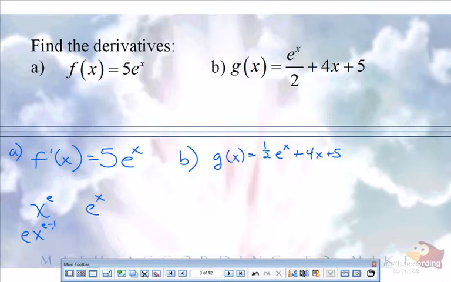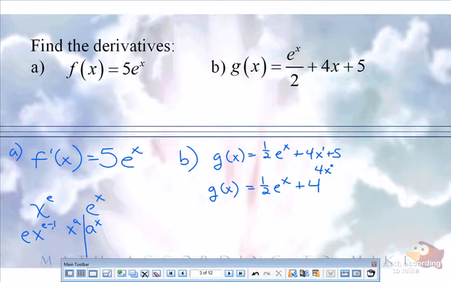So now let's take the derivative. What happens to that 1/2 attached to that e to the x? Stays there. So what's the derivative of 1/2 e to the x? 1/2 e to the x. Plus 4x. Notice it's no longer exponential. We're back to our power rule. Plus 4. And what's the derivative of 5? 0. 1/2 e to the x plus 4. So a to the x, exponential; x to the a, power.